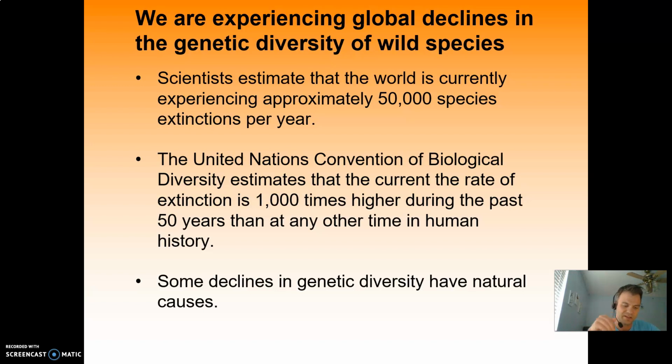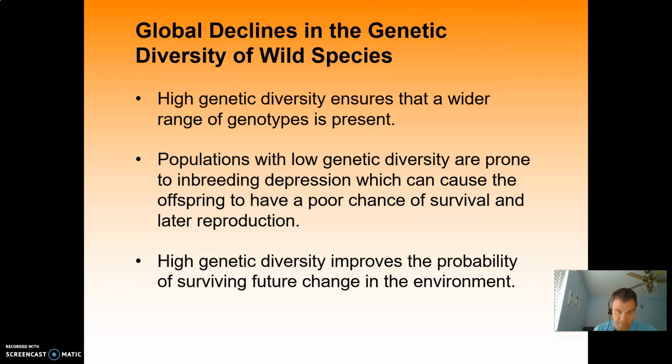So we know that a lot of the stuff that we've been doing recently is theorized to be a major cause of this decline in biodiversity. Some declines in genetic diversity have natural causes and some are not natural.